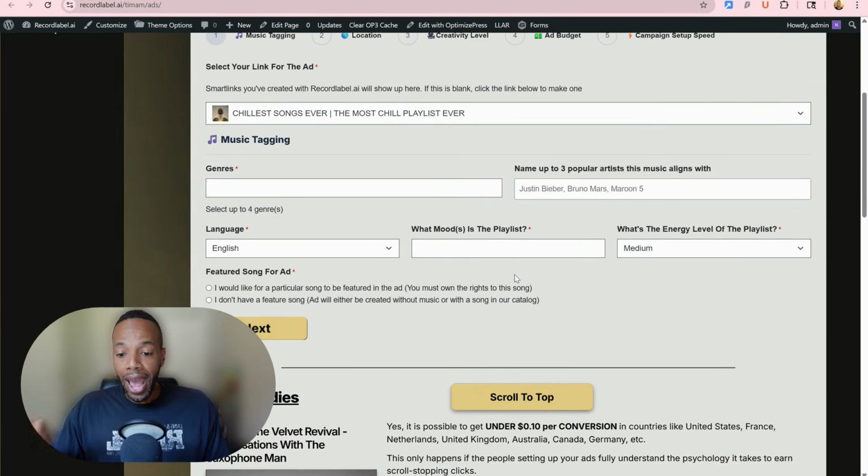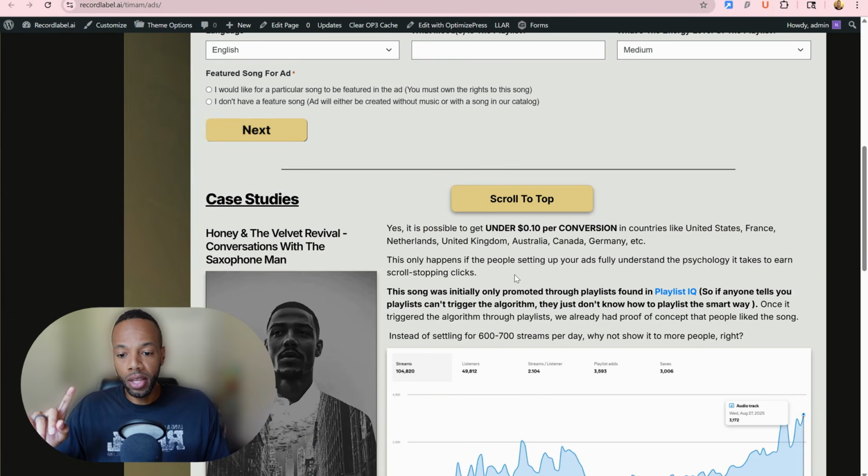But we have seen success running the ads to a playlist that has a song inside of it that people like from the ad. So those are two ways you can really stretch your budget and make Spotify think you spent way more than you did.